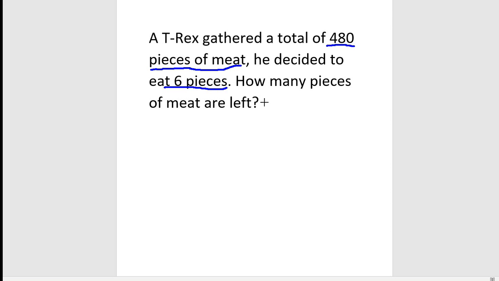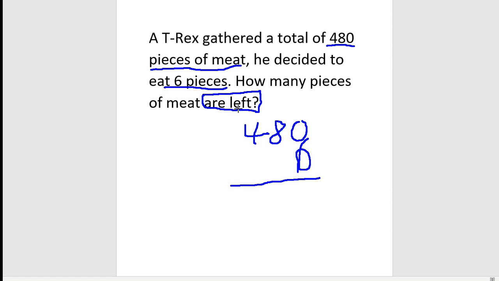And so we know we're going to have 480, and we're going to have 6 down here. We're writing out the problem vertically. And now we need to figure out if it's addition or subtraction. So it's asking us how many pieces of meat are left. So it's asking are left, which means we're going to be using a subtraction problem because it wants to know how many pieces are left.